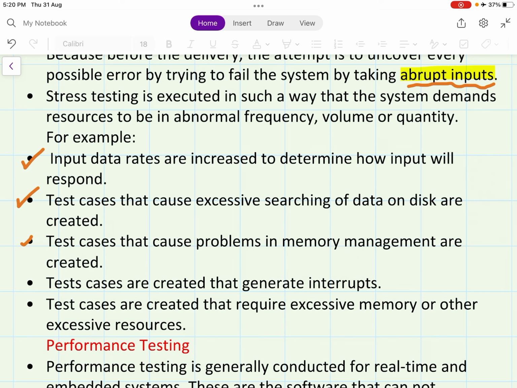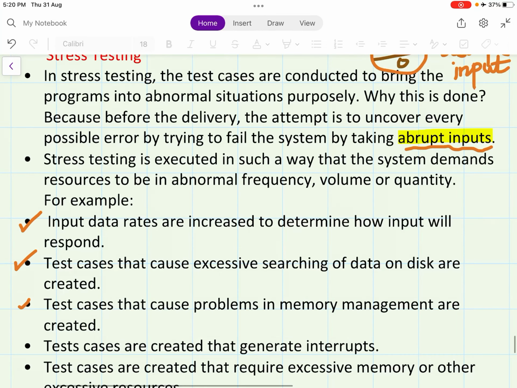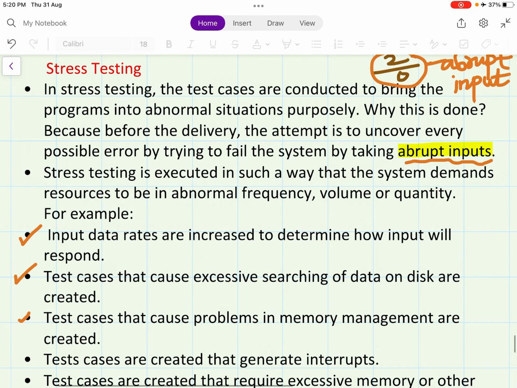Test cases are created that require excessive memory or other excessive resources. Such test cases are created to check what happens under stressed conditions, which are called stress conditions, where the system will not be able to function. It will cause an error.